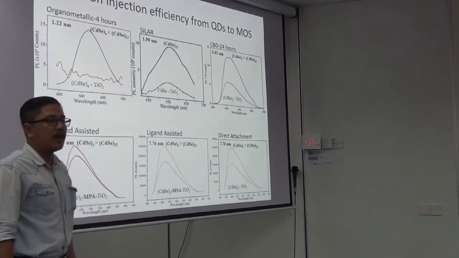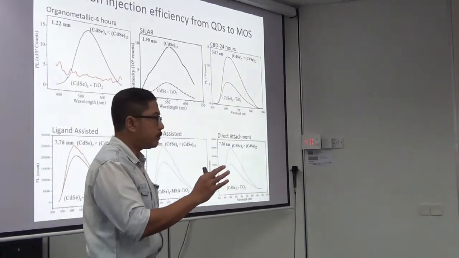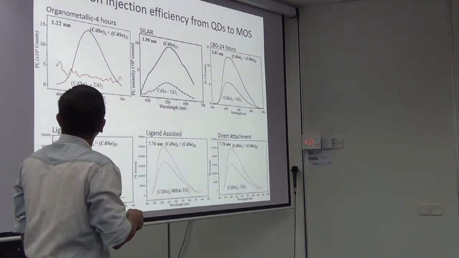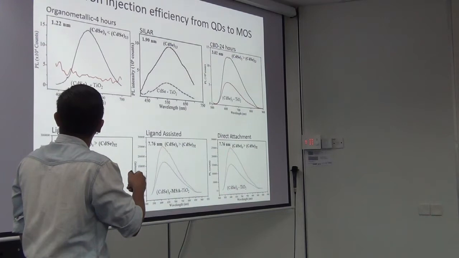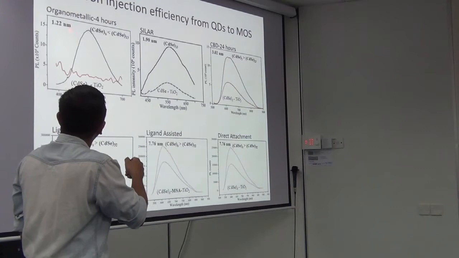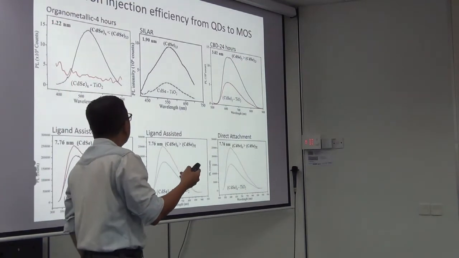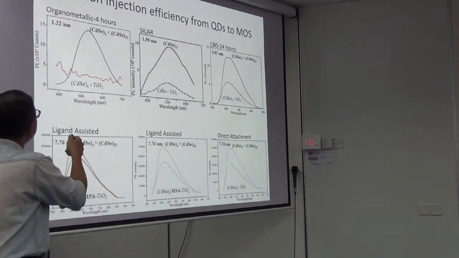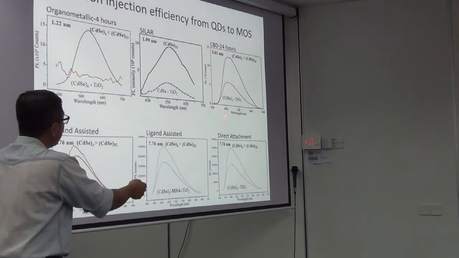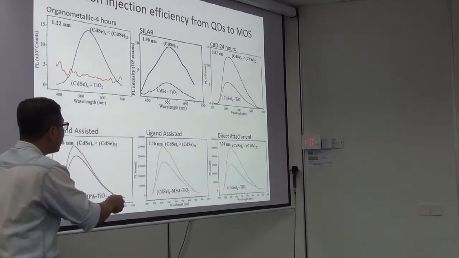Now let's take a look at an example. It's very hard to get 100% electron injection. These are some of the experiments that have been made. The first one, the quantum dot MOS conjugate is made using the organometallic procedure within 4 hours. This is by SILA, CVD. Direct attachment, ligand assisted and ligand assisted, but using different ligands.